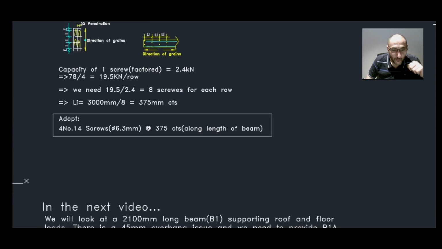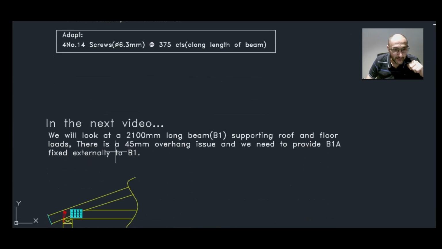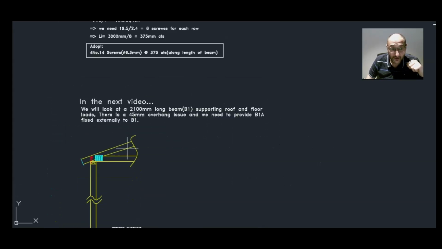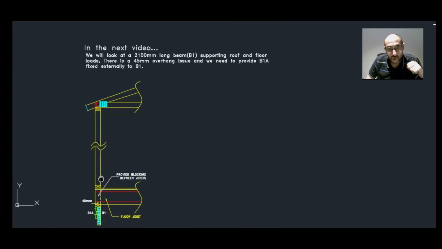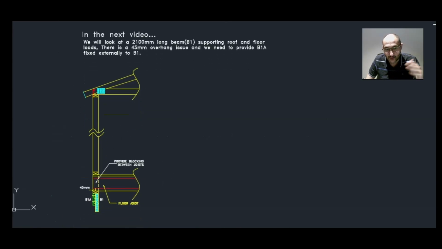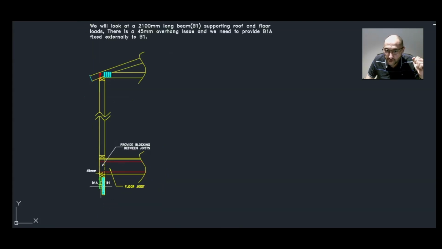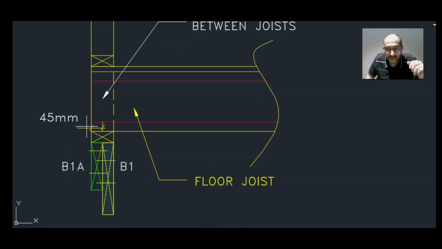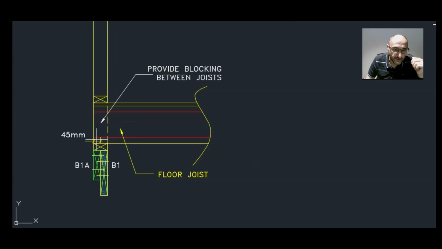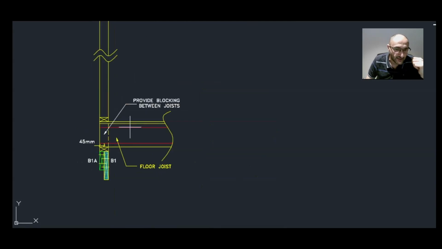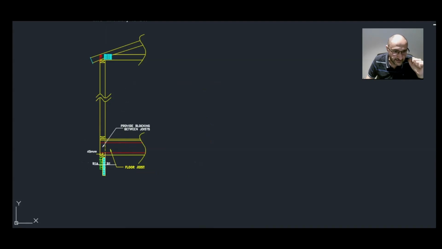Wow, I think that presentation went on for a bit, but I hope that you guys have benefit from it. So in the next video, we will look at a 2100 millimeters long beam, B1, supporting roof and floor loads. There is a 45 millimeter overhang issue that we had, and we need to fix the situation by providing B1A to externally fix it to B1. So we need to work out the size and the spacings of the fixings. Please stay tuned.